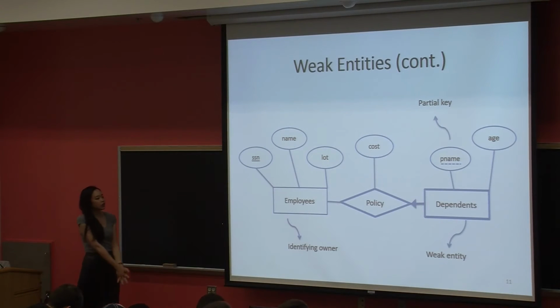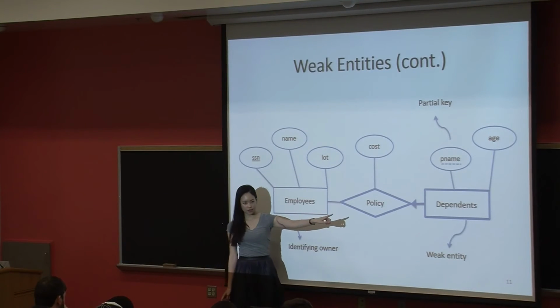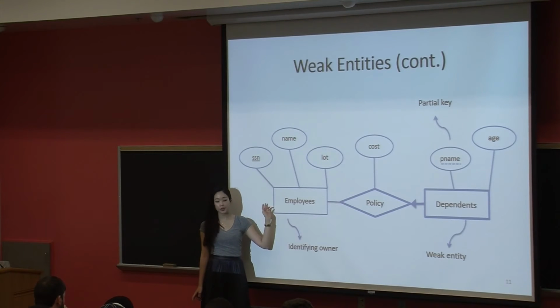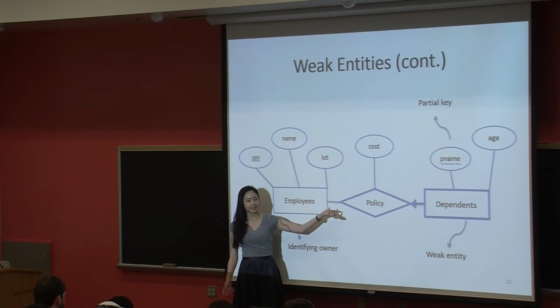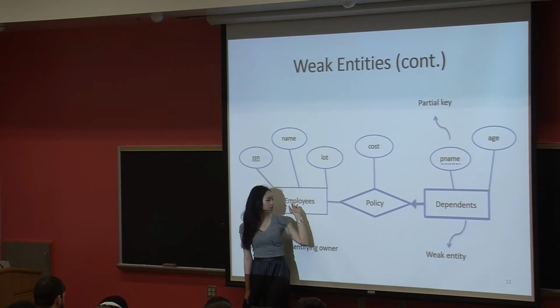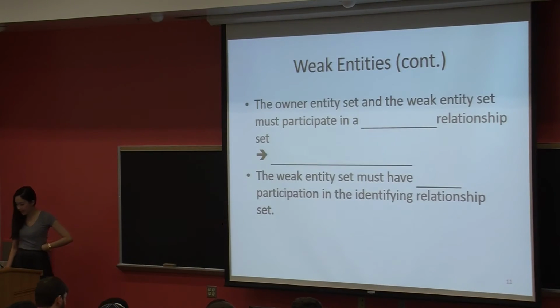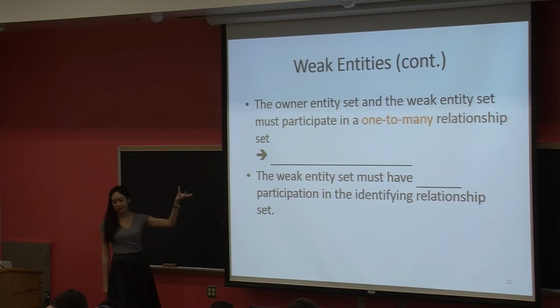So if we take a look at this one, do you think there are any constraints on how many dependents an employee can have? If we go from here to there, no constraint, right? One employee can have as many as he has, but not the other way around, right? A dependent can have exactly one employee associated with the policy. So we say the owner entity set and the weak entity set must participate in a one-to-many relationship. Make sense? From the employee to the dependent, that's a one-to-many.